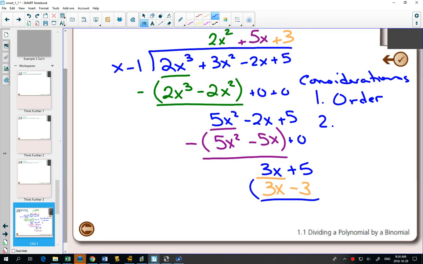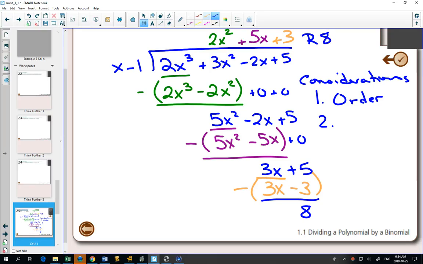Subtract, put brackets around it. Ooh, I want my brackets in MDO. And we get a remainder of 8. So we can write up here at the top, remainder 8.